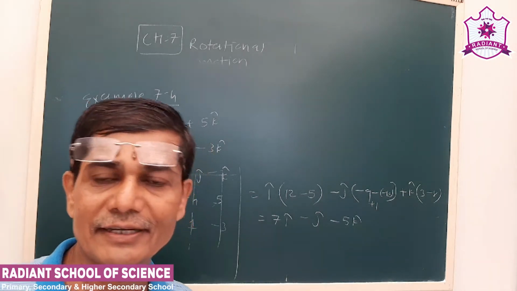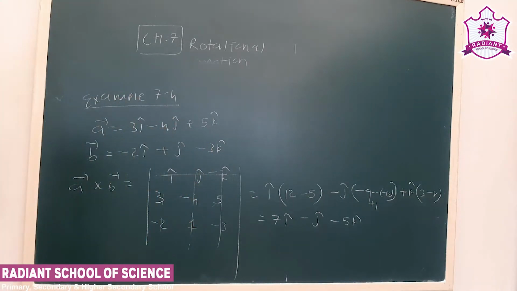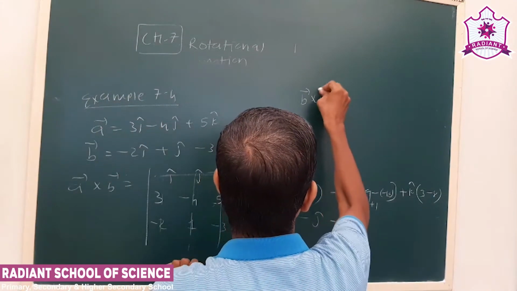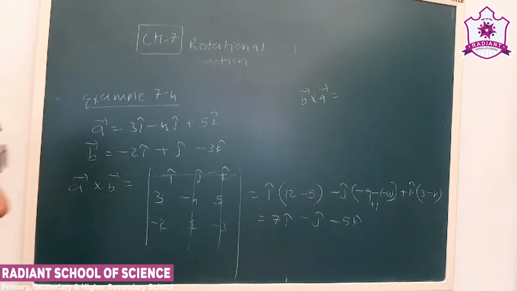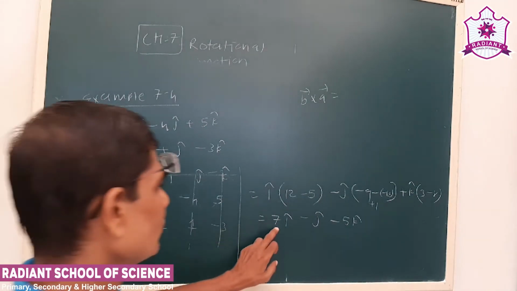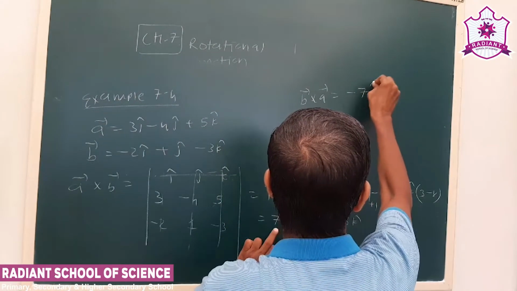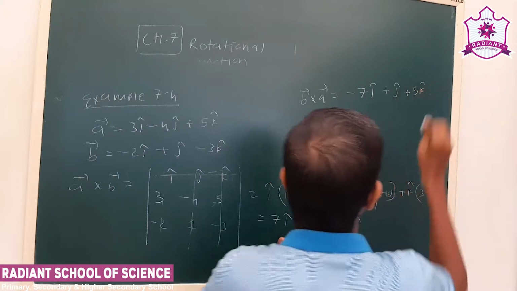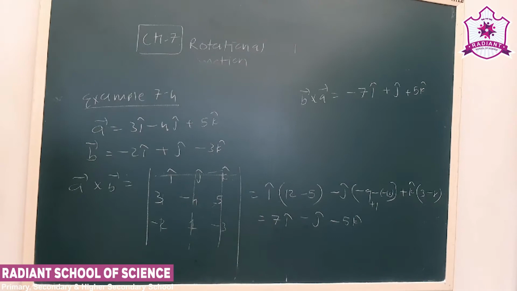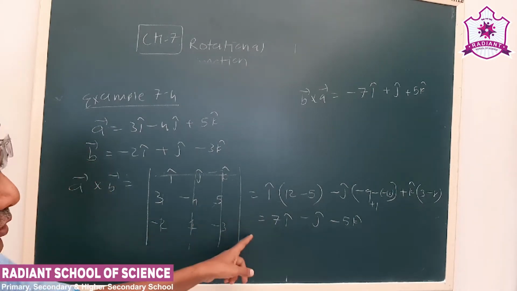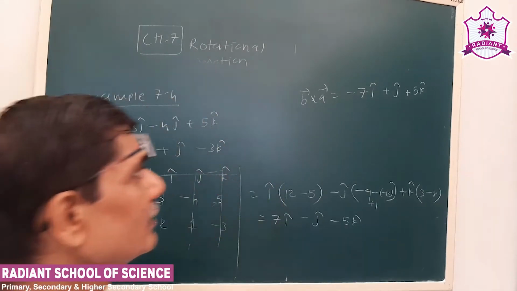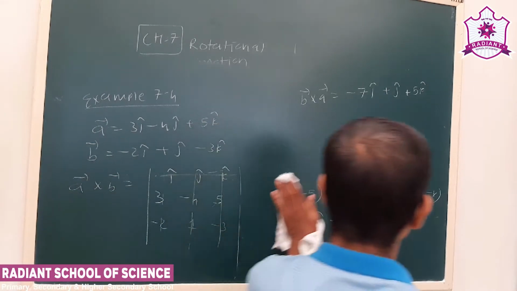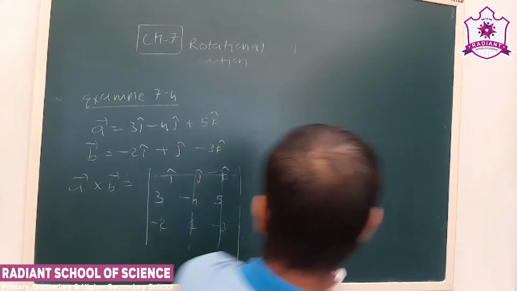Earlier we discussed that the vector product is not commutative. So suppose I have to find B cross A, that will be the negative of this, so it will be minus 7i plus j plus 5k. So this is the vector product A cross B and this is the vector product B cross A. Now we have to find the scalar product also.